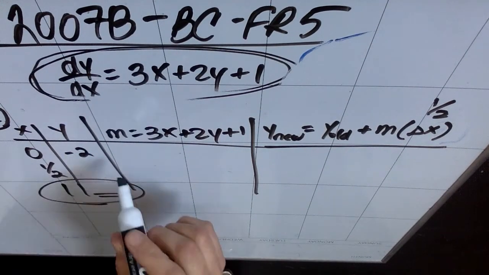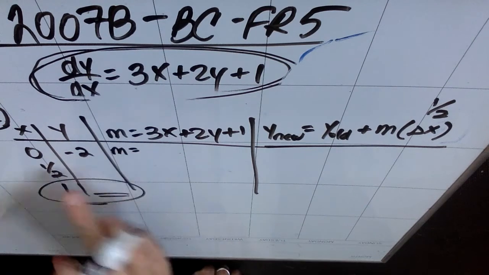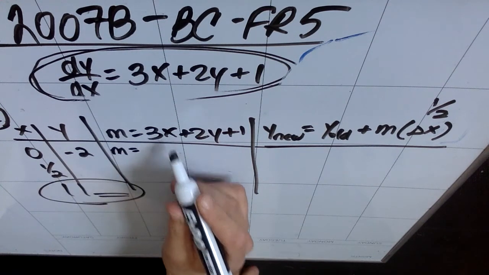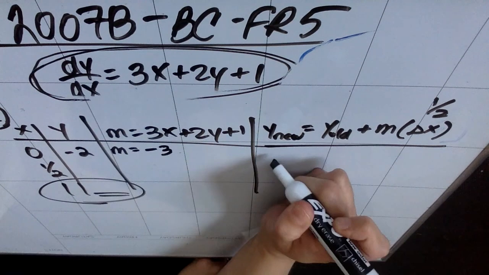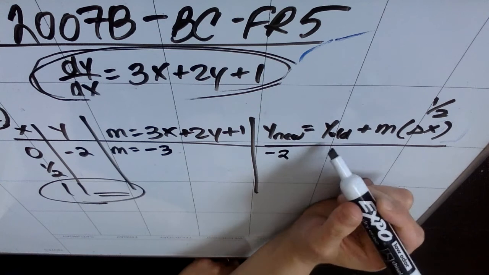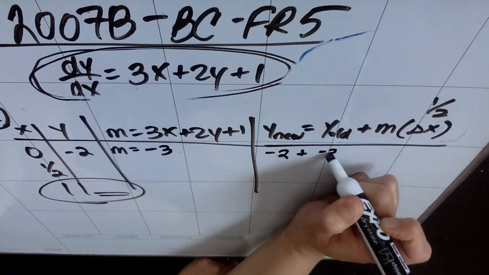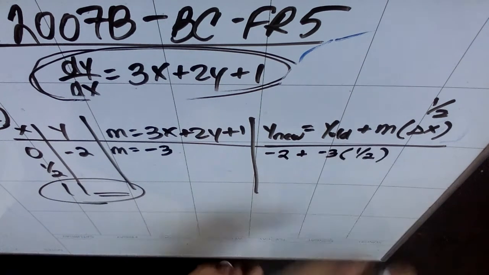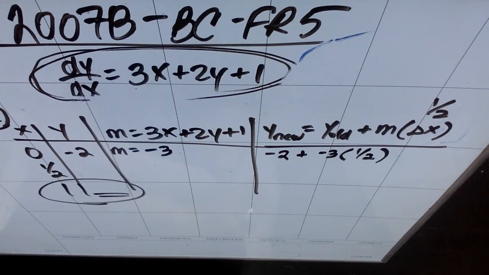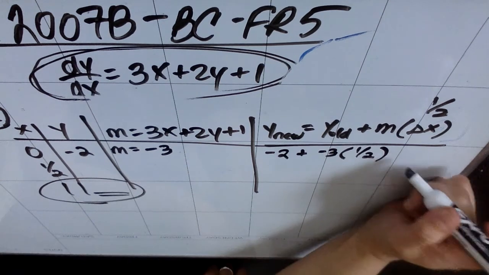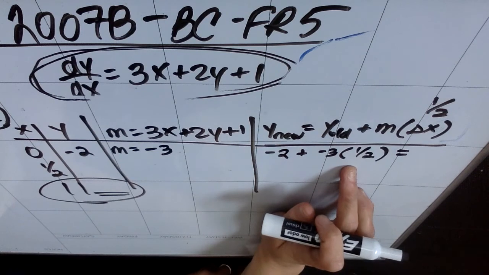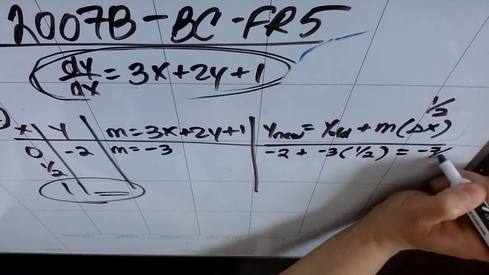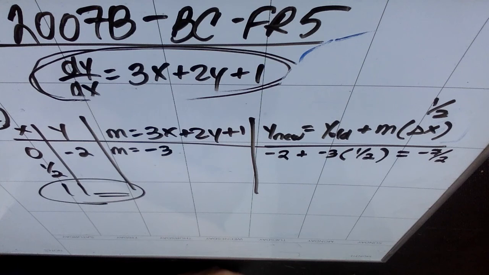So I use the first point to find the slope. The slope at this first point would be 3 times 0 plus negative 4 plus 1, which is negative 3. So I use my old y, right? My new y is my old y, plus the slope, which was negative 3, times the change in x, which is a half. So that's going to be negative 2 minus 3/2, which you can either think about as negative 2 minus 1.5, which is negative 3.5, or you can do it in fractions. It doesn't matter. I get negative 7/2.